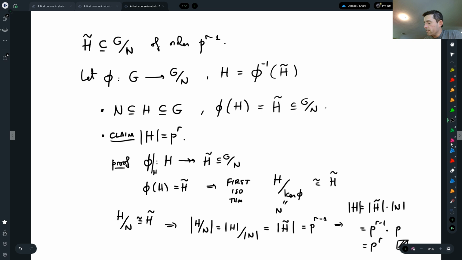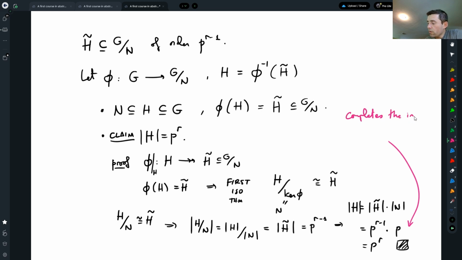So there is a group of order p to the r. This completes the induction step, and therefore, by the principle of mathematical induction, the theorem holds for all n.